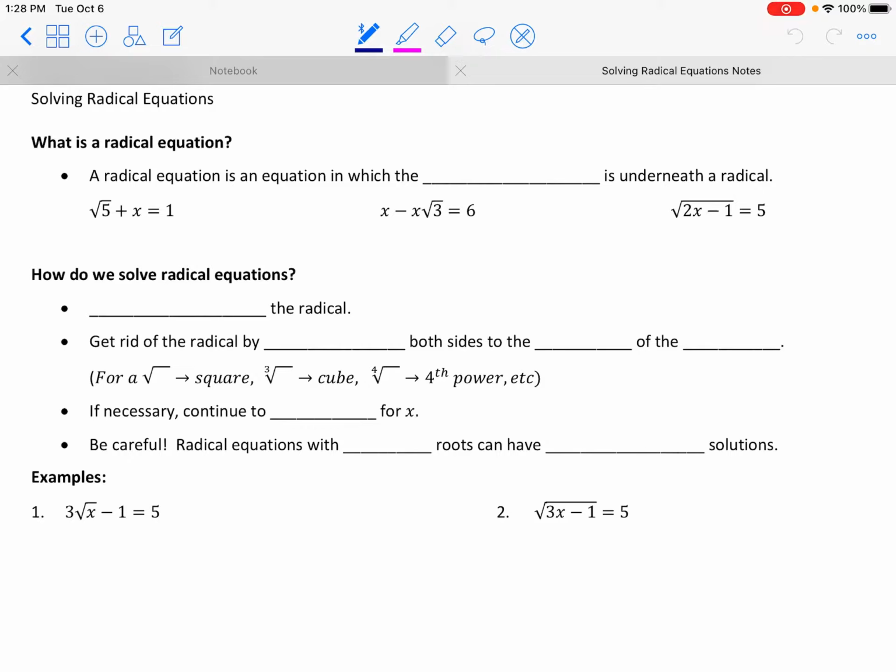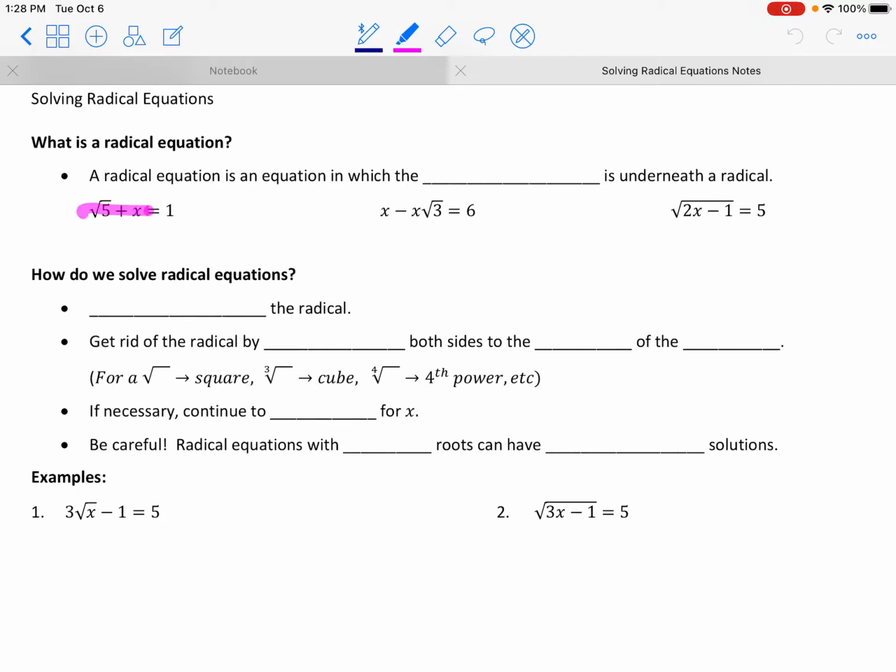We know expressions don't have equal signs, we just simplify. We know functions do have equal signs, but on opposite sides of those equal signs we have two different variables, and the relationship between two variables can be graphed. Now if we're solving an equation, there's still going to be an equal sign like with the function, but there's only going to be one variable in the equation that we're trying to solve for. So first, what does it mean for the equation that we're solving to be a radical equation?